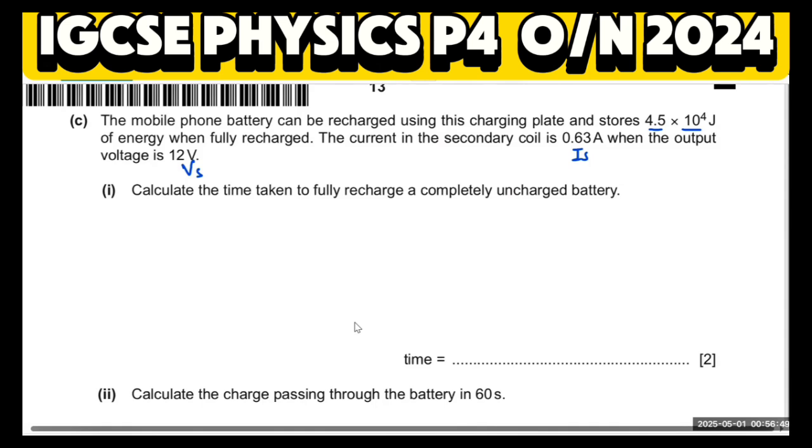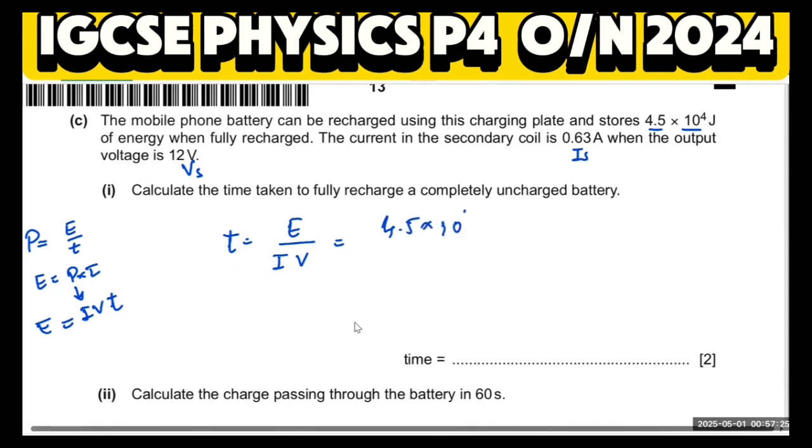So we know that there is energy, there is current. If we start from the equation of power, power is equal to energy over time, and energy is equal to power times time. And we know that the electrical power is equal to the product of current and voltage, so current times voltage times time is equal to energy. So this is our equation. We will rearrange to make time the subject, so time is equal to energy over current times voltage. The energy is given, 4.5 times 10 power 4. Current is given, that is 0.63. Voltage is 12 volts. So we will get 6000. The unit of time is seconds, so 6000 seconds.